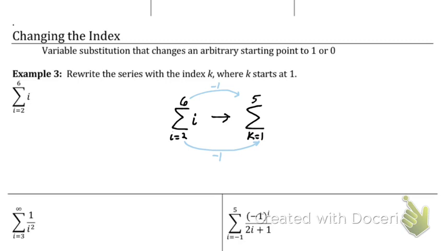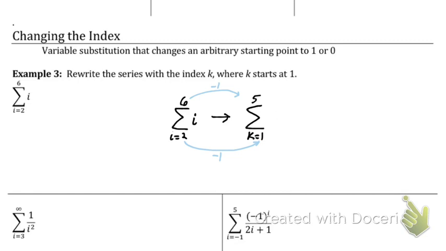So let's talk about 2 ways. We now need to change this. We can't just put k. If I just put k, let's see what happens. Remember what this is: this would be 2 plus 3 plus 4 plus 5 plus 6. Right now, this would be 1 plus 2 plus 3 plus 4 plus 5. Those are two completely different values. So we can't just replace i with k.